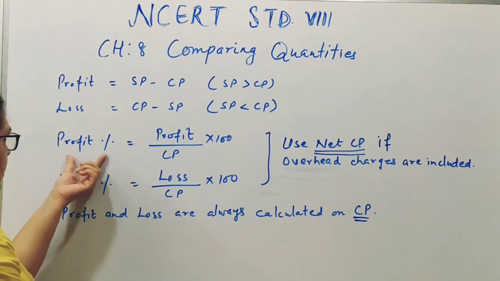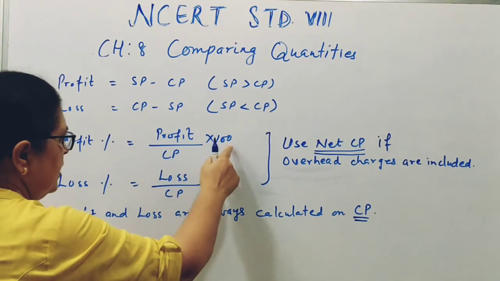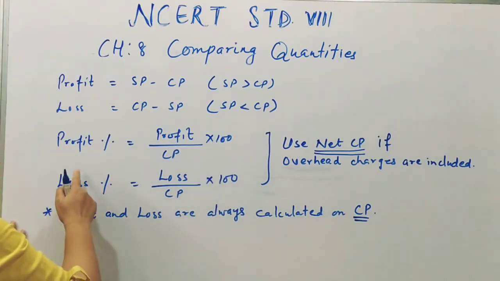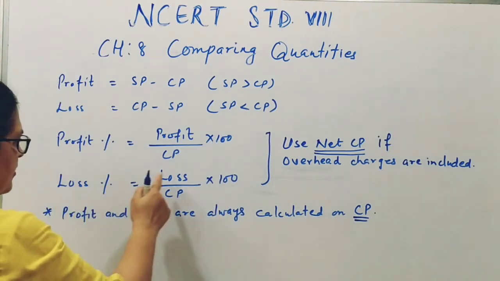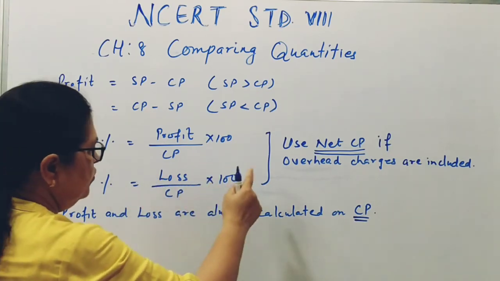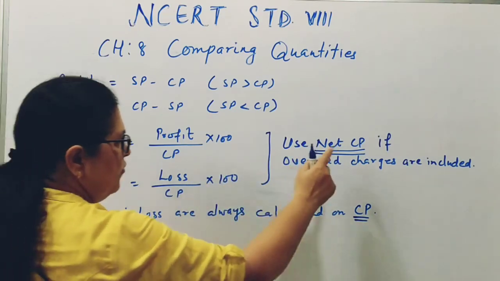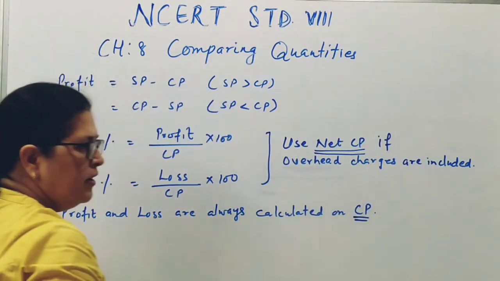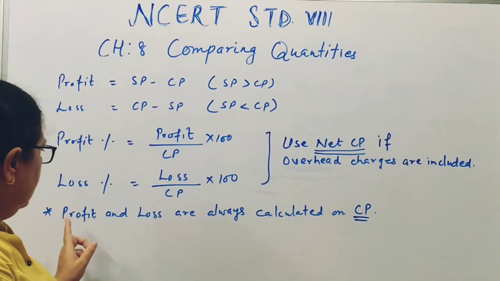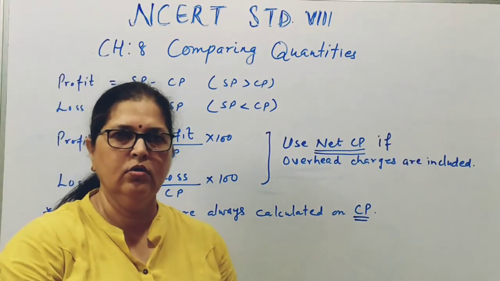Then how to find profit percent? The formula is profit upon CP into 100, and formula for loss percent is loss upon CP into 100. We use net CP in place of CP if overhead charges are included. Profit and loss are always calculated on CP.